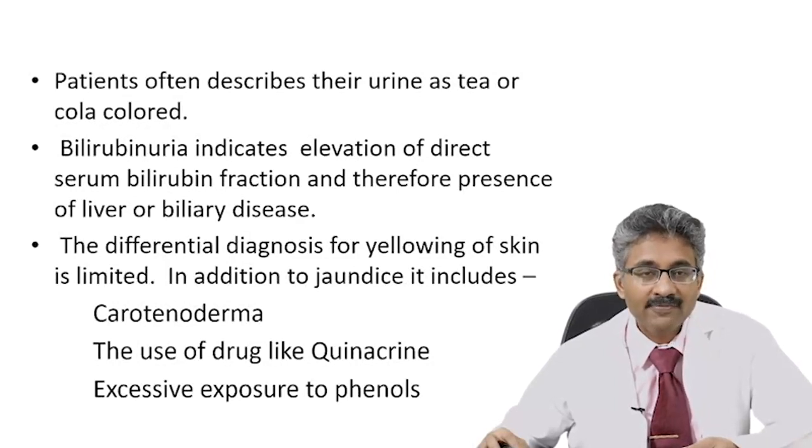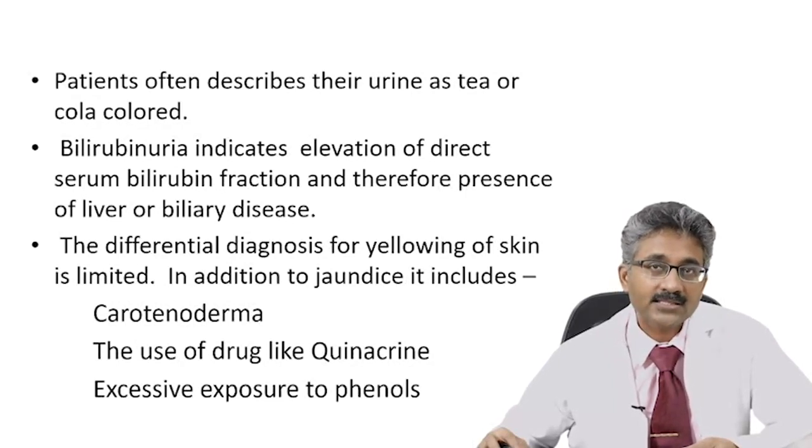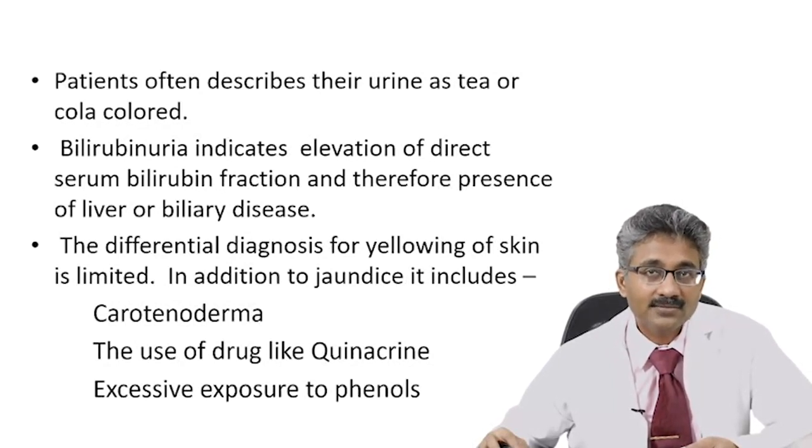Any jaundice should be differentiated from other conditions like carotenemia, excess use of drugs like quinacrine, and exposure to phenols. Carotenemia occurs in high consumption of vegetables, oranges.